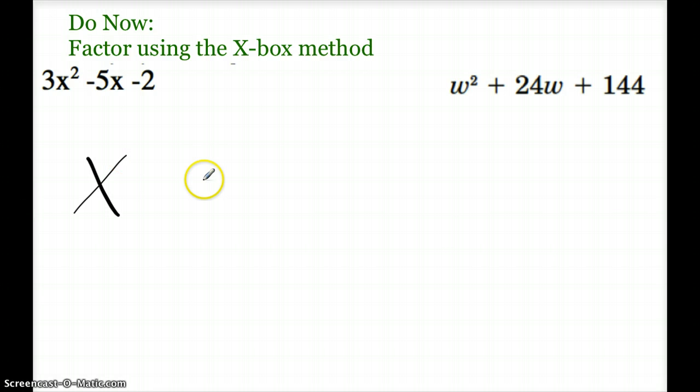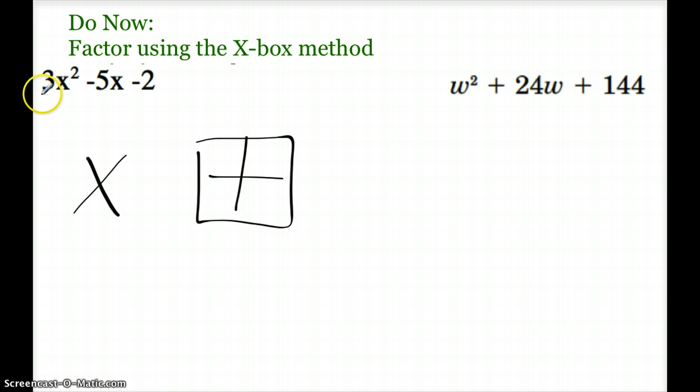Okay, so here's our X. Here's our box for the first question. And up top, we're going to have A times C, which is 3 times -2, -6. On the bottom, we'll have -5. And our two mystery numbers are going to be, I think, -6 and +1. Okay, so place these into the box. -6x and +1x.